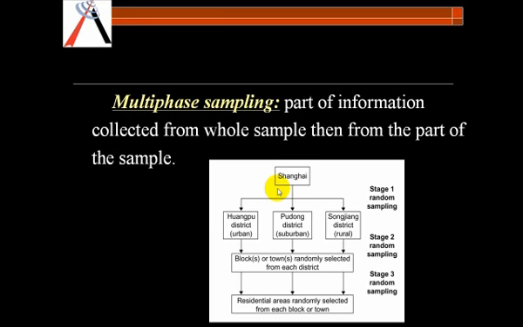You have an example here. The population is Shanghai. What you select is 3 districts from Shanghai. And from there again you randomly select blocks from each district. And then you select the residential areas from the selected blocks. So this is how you go in for multi-phase sampling, and your ultimate sample will represent the main population.